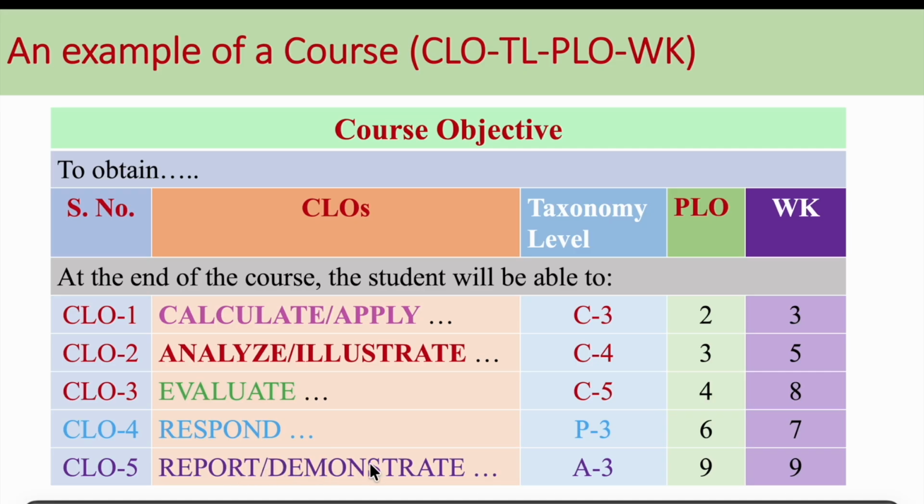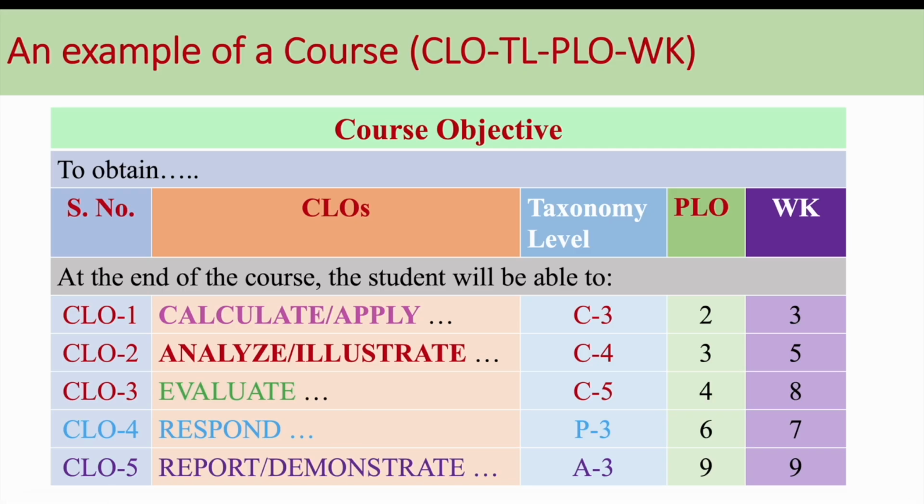CLO5 report, demonstrate. So this belongs to the affective domain, so you can say it belongs to level 3 of the affective domain. And PLO number 9, program learning outcomes number 9, belongs to that. Similarly the knowledge profile 9 belongs to this action verb.